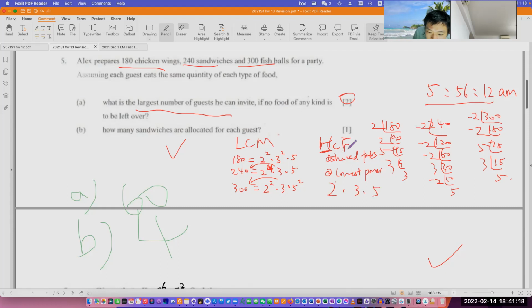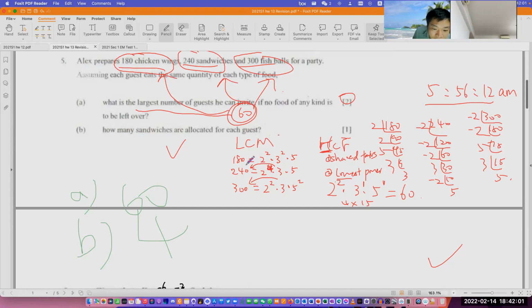For highest common factor, I need to choose the lowest power. So for the 2s, I choose 2. For the 3s, 1, 1, I choose 1. For the 5s, 1, 1, 2, I choose 1. So it should be 4 times 15, so it's 60. Now I ask myself, 60. You have 180 chicken wings, 240 sandwiches, 300 fish balls. So you invite 60 people. Does it make sense?